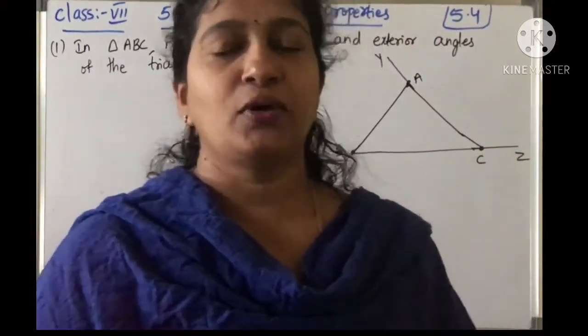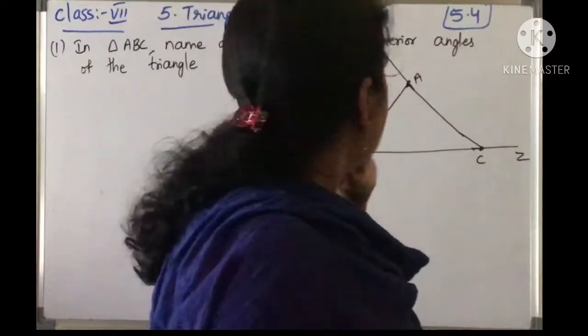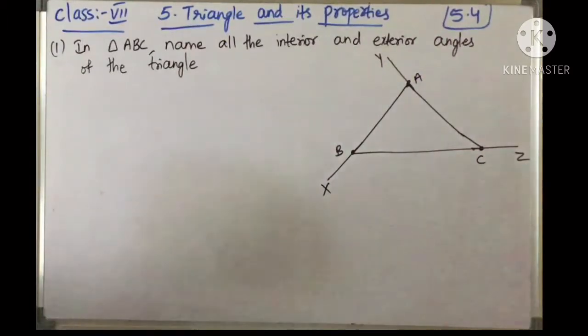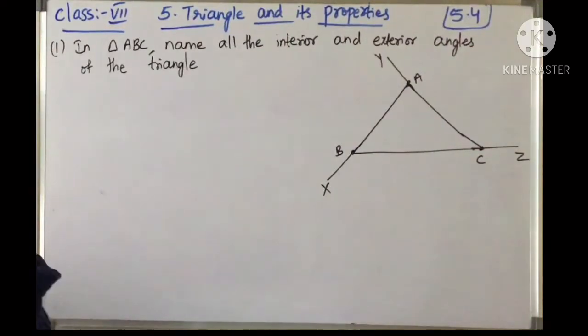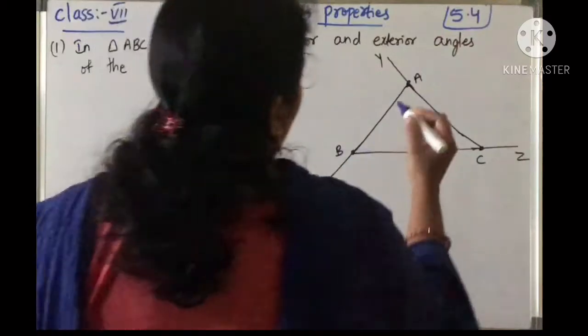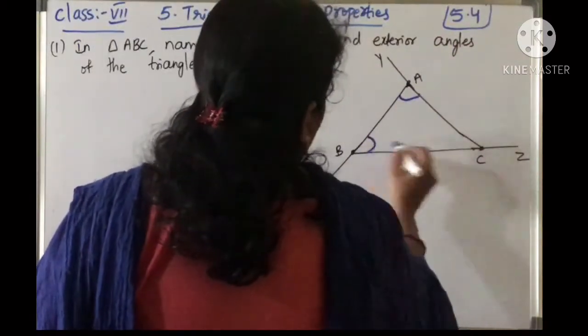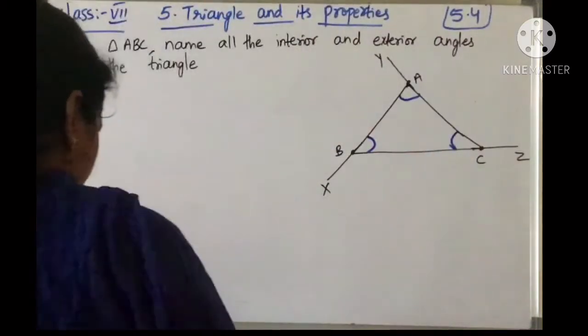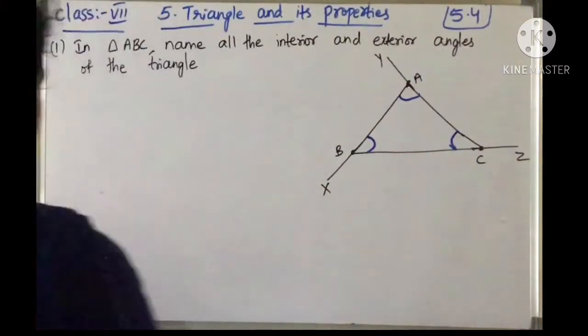In this video I am going to explain exercise 5.4 of Unit 5, Triangle and its Properties, of 7th class. Okay children, now coming to the first question. In triangle ABC, name all the interior and exterior angles of the triangle. Here, if you see this figure, these are the interior angles, right? So they are asking you to write interior and exterior. First we are going to write what the interior angles are here.